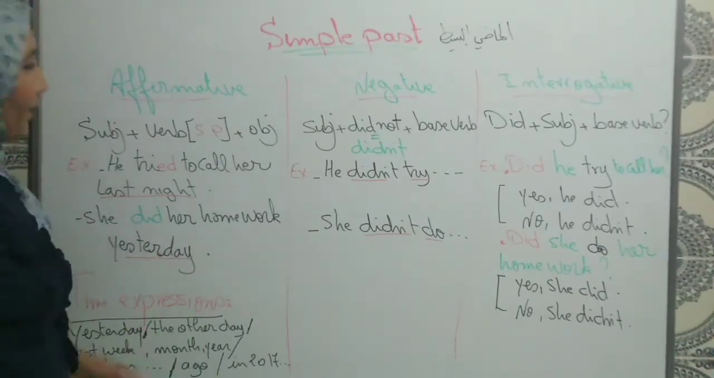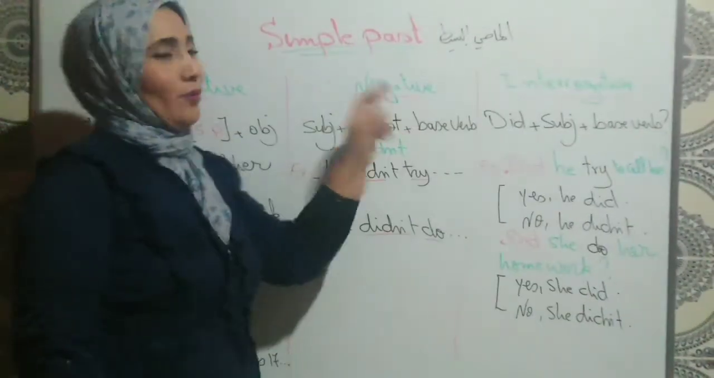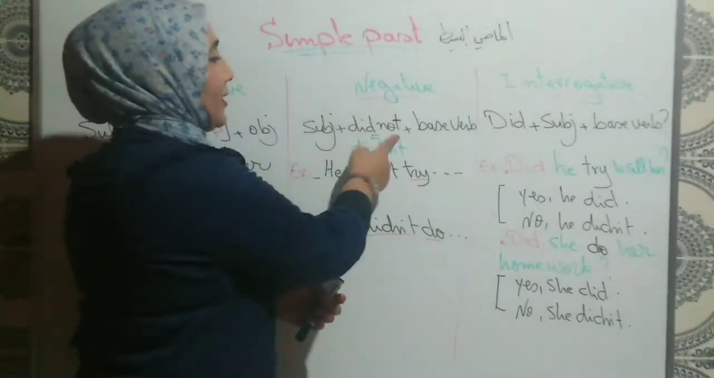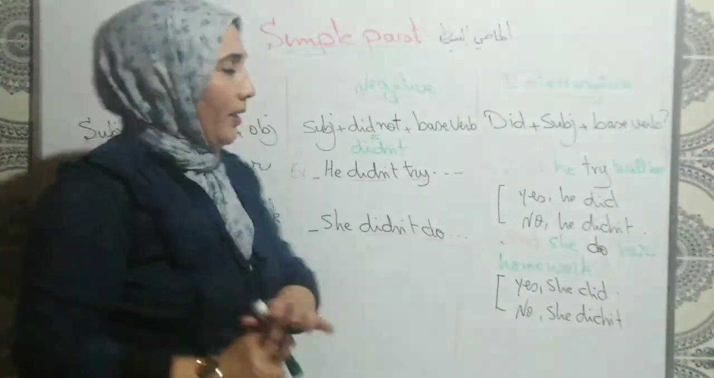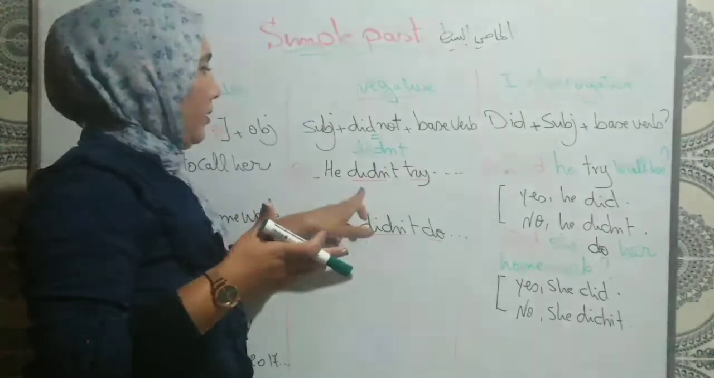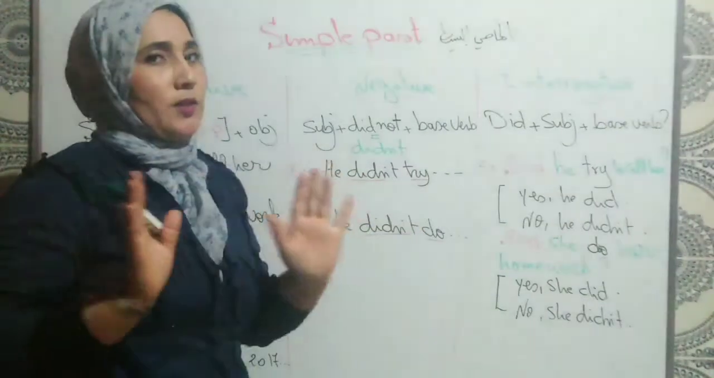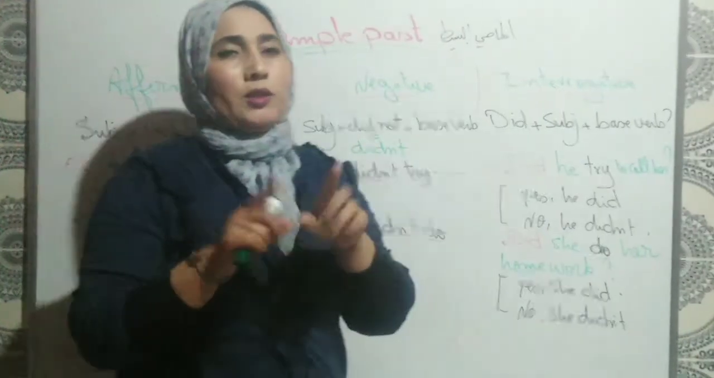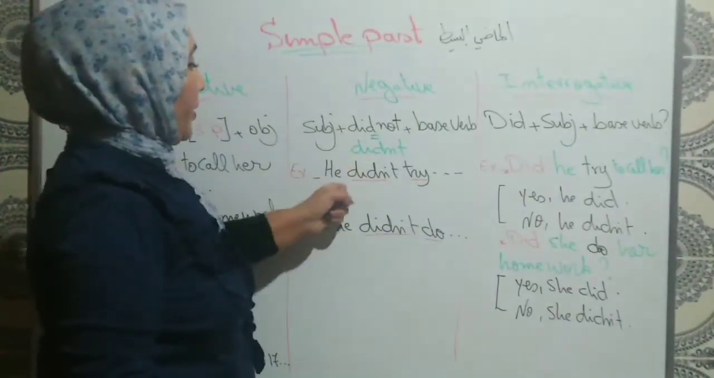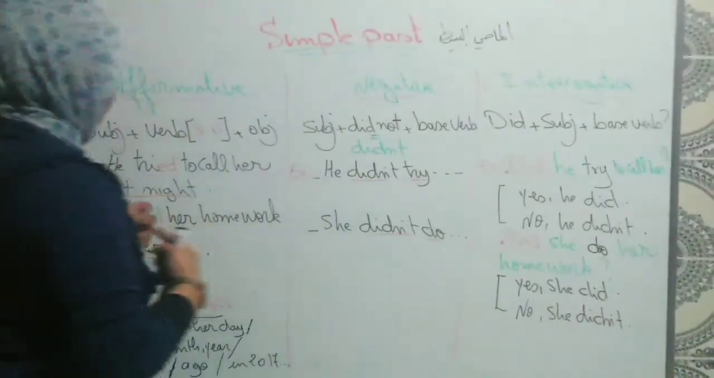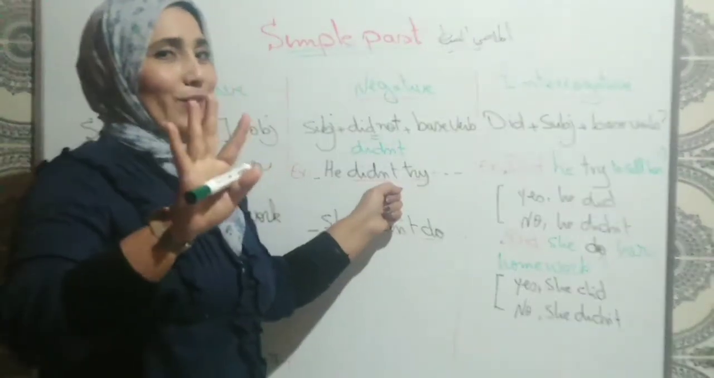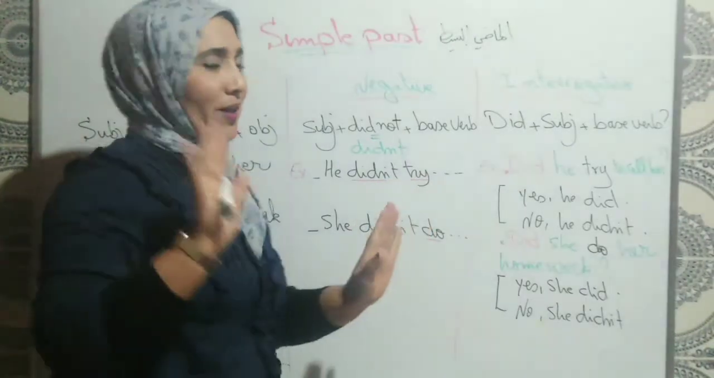Okay, yesterday. Okay, we move now to negative form. صيغة النفي. Here we have subject did not plus the base verb. Did not becomes didn't. يعني أقول he did not or he didn't, it's the same. Didn't here is contraction يعني صيغة مختصرة, short form. Okay? So he didn't try. We keep the same example. He tried. هنا he tried. هنا he didn't try. هو لم يحاول أن يكلمها. So he didn't try to call her.